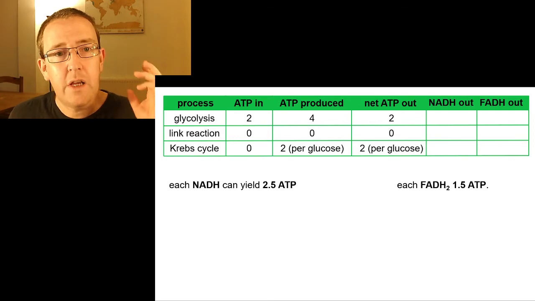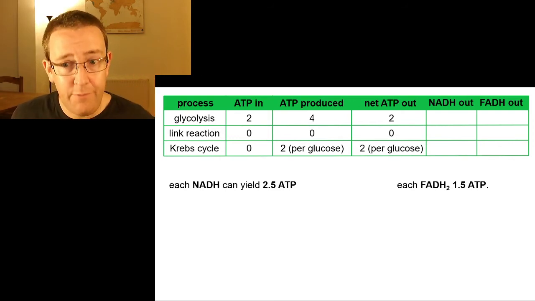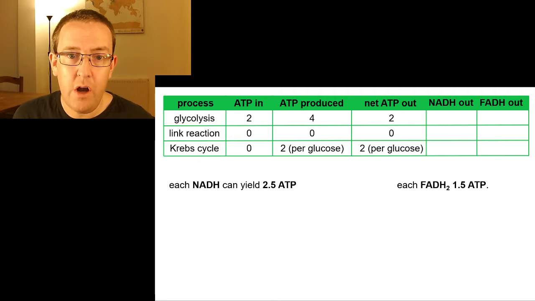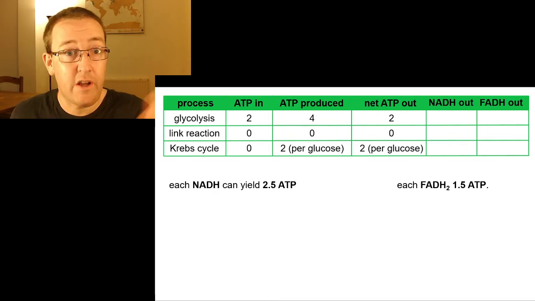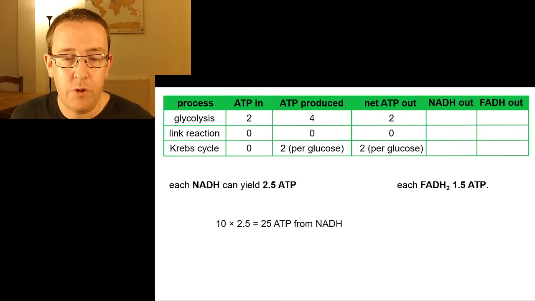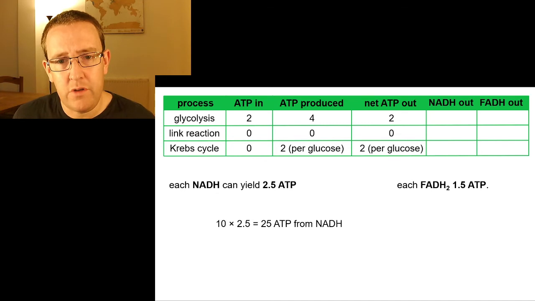Now, when we think about the NADH and the FADH that's produced, this is where the wiggle room comes in. Each NADH apparently can yield, according to one estimate, 2.5 ATP, and FADH a little bit less, 1.5 ATP. Okay, because it comes in slightly later in the chain, therefore less proton pumping. So the calculation would go something like this.